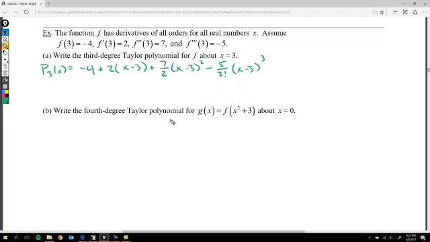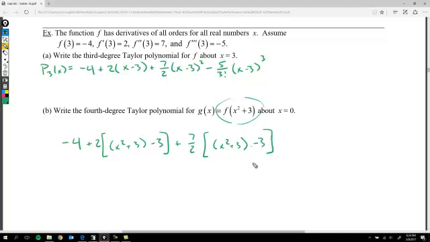Then they want me to write the fourth degree Taylor polynomial for this business right here. So now I'm doing a composite function. I'm plugging this in for x. So let's see what happens. If I want to write out my Taylor polynomial, well, I'm plugging x squared plus 3 in for x. I have no x's in the constant, so that's not going to change. Now I'm plugging x squared plus 3 in for x. Again, I'm plugging x squared plus 3 in for x. I'm actually going to stop there. I'm not even going to plug it into my last term, and I'll show you why.